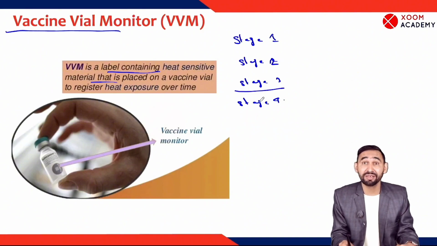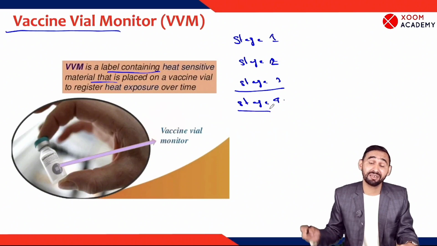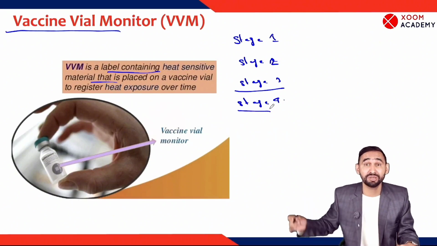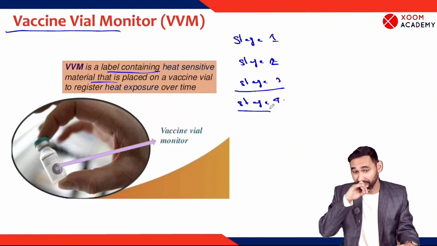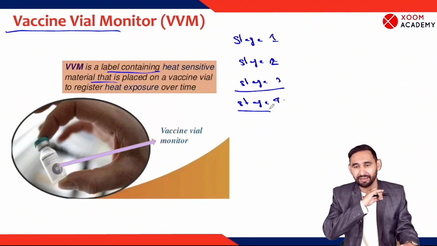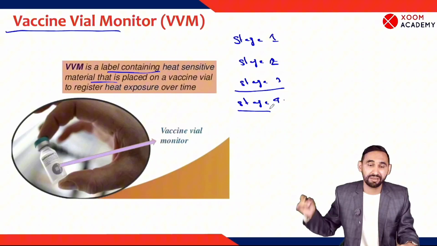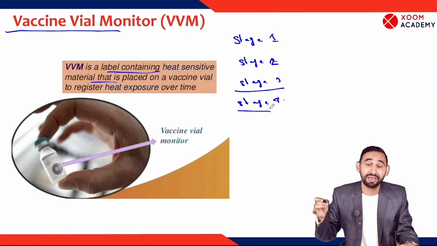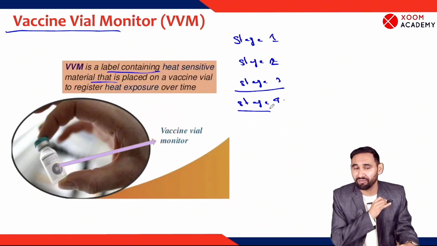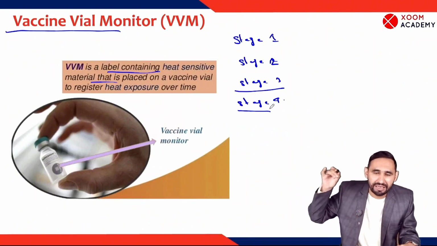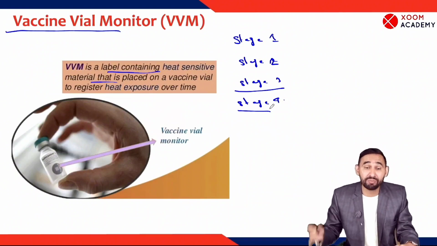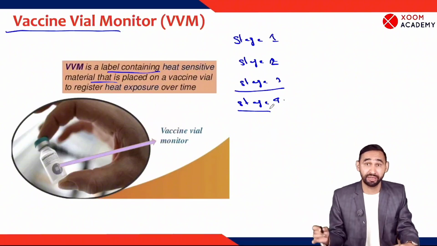We can't use vaccine at Stage 3 and Stage 4, because in Stage 3 there is exposure to heat, the color of the vial changes. We need to discard it. At Stage 4, the vaccine is discarded, as the time passes beyond the discard point. So we can only use the vaccine at Stage 1 and 2. At Stage 3 and 4, the vaccine should not be used. Every healthcare worker, every vaccinator should be trained regarding the vaccine vial monitor.